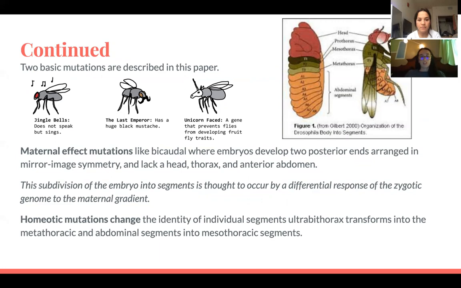Homeotic mutations change the identity of individual segments. Ultrabithorax transforms the metathoracic and abdominal segments into mesothorax segments.